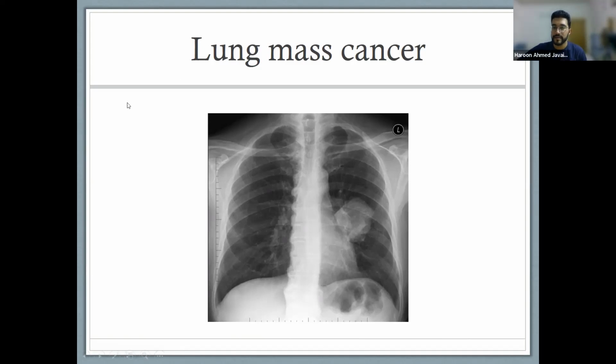Now this over here is basically a patient who came with symptoms, so probably coughing or something. And they did a chest x-ray because that's the first thing you usually do, because it's cheap, available, all of that. And you saw this mass.